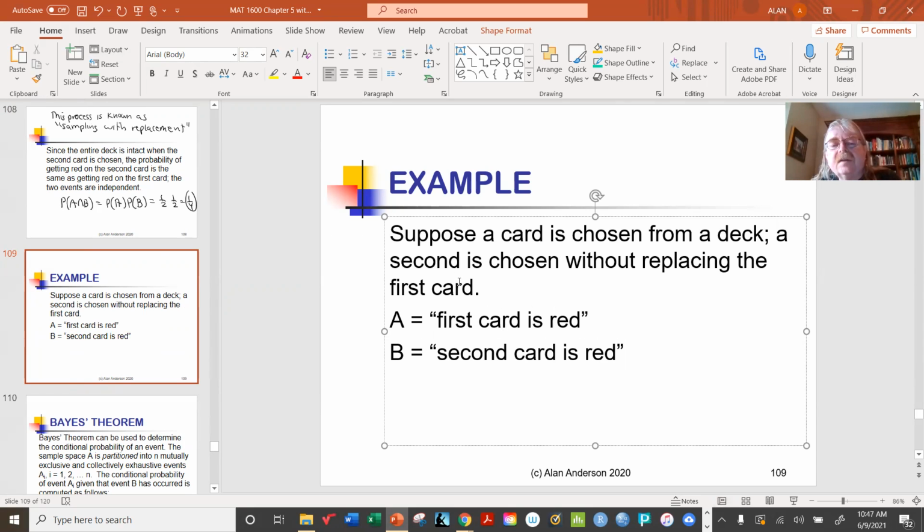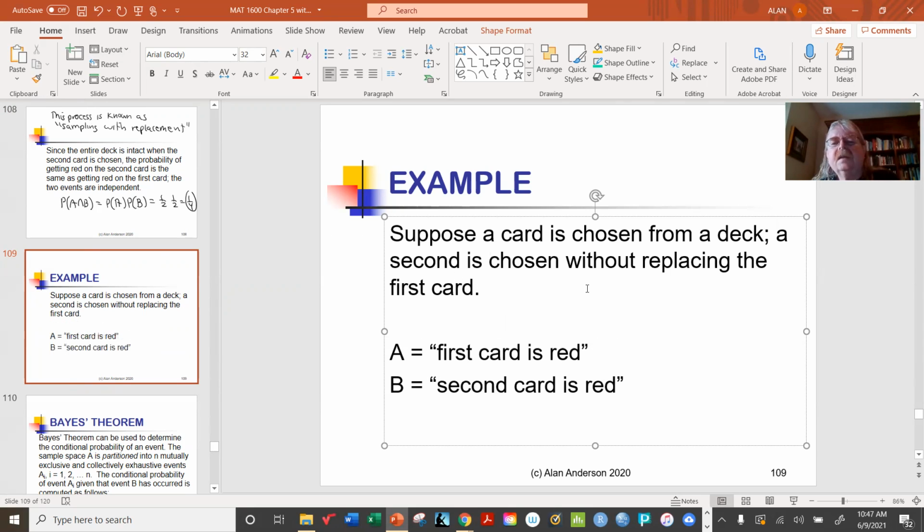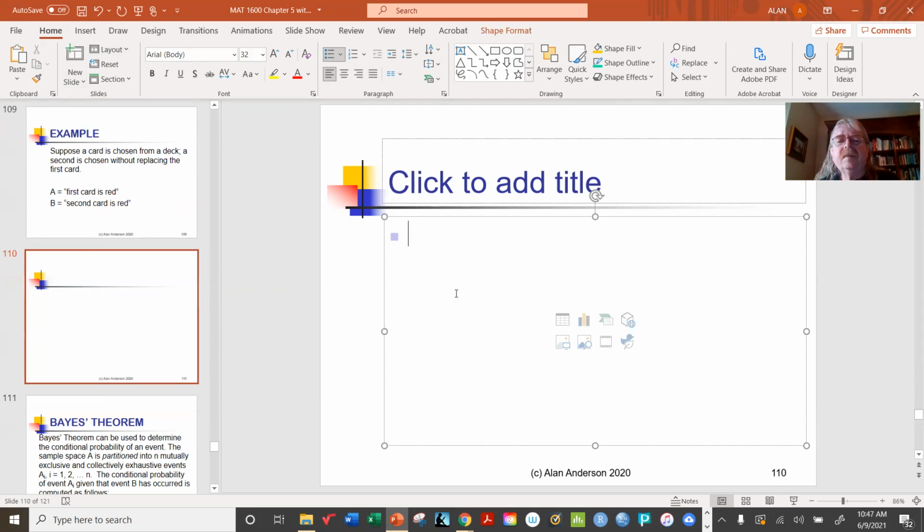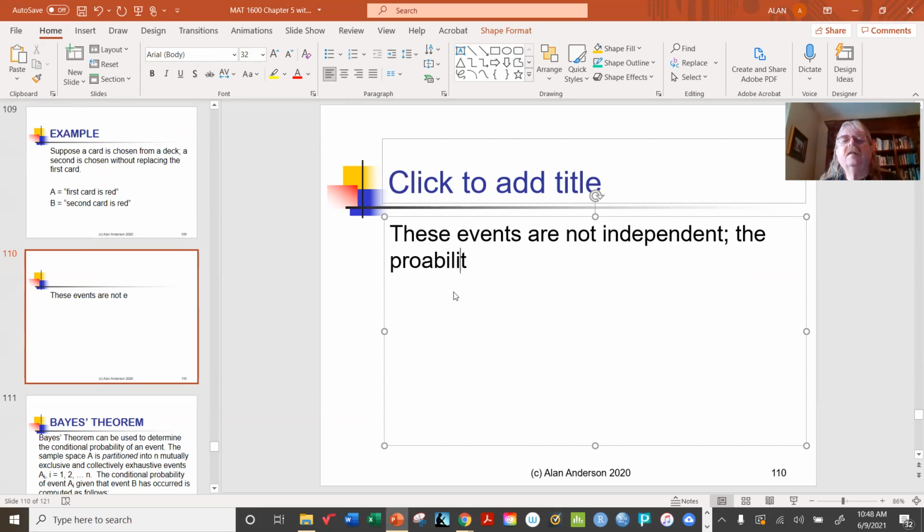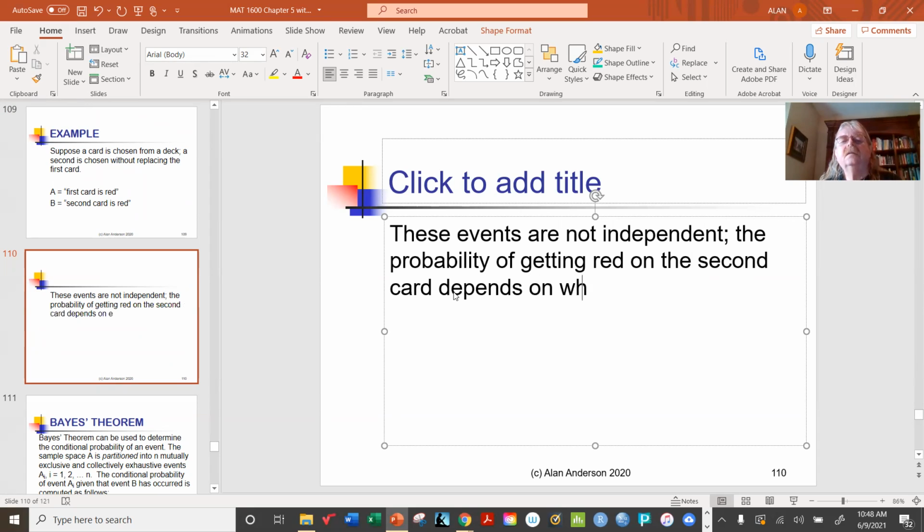Well, now this is a very different situation, isn't it? Because when we pick the second card, something's missing, isn't it? These events are not independent. Probability of getting red on the second card depends on whether the first card was red.